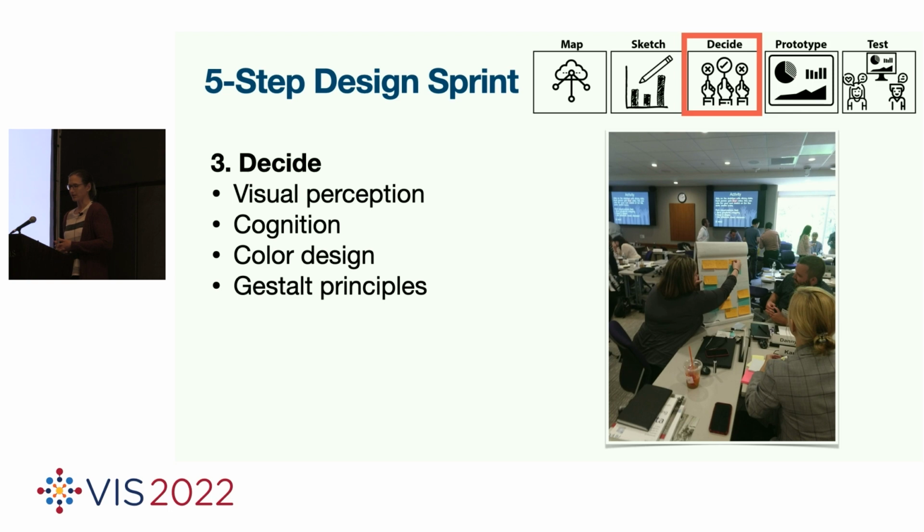In class, we cover concepts of visual perception and cognition, and if time permits, also talk about color design, Gestalt principles, because that really gives students the vocabulary to discuss the visual effectiveness of their sketches and how they could be improved. The decide phase is often very interesting to observe as students because we get very animated discussions on which sketches they want to implement.